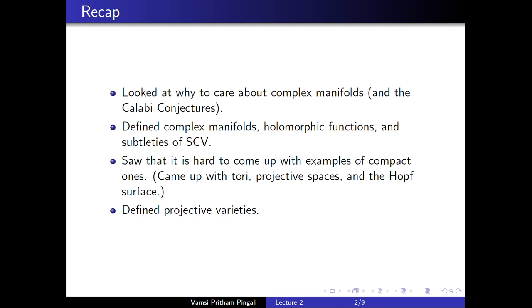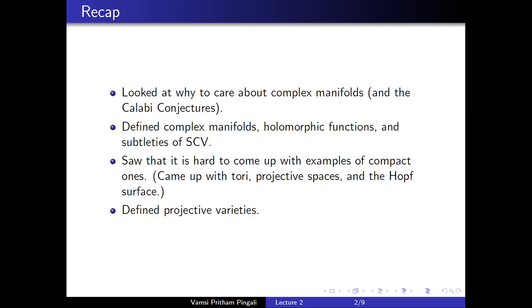And an interesting question is whether all compact complex manifolds arise as projective varieties, and I stated that the answer is unfortunately no. In fact, randomly chosen tori and the Hopf surface are counterexamples to such an assertion.